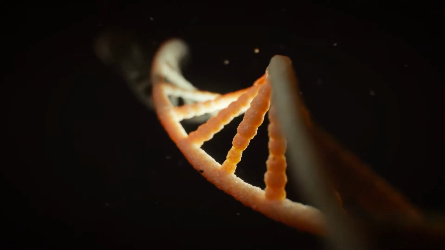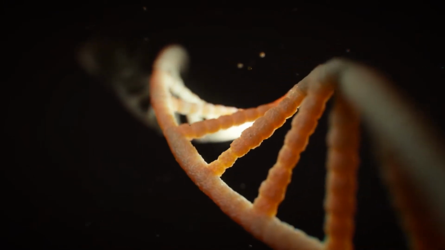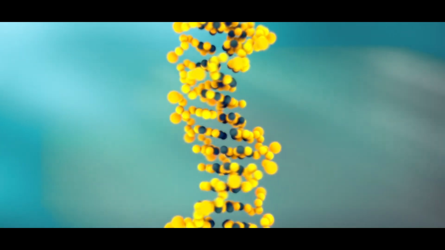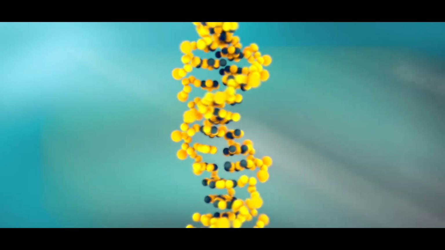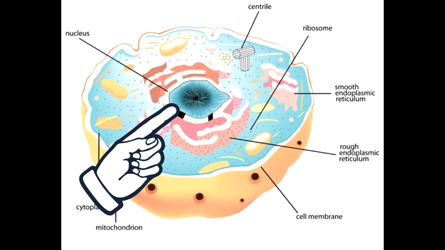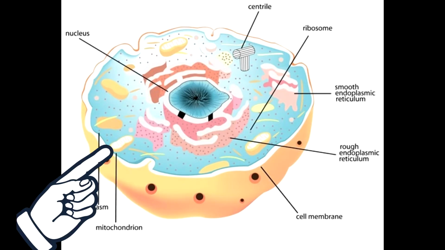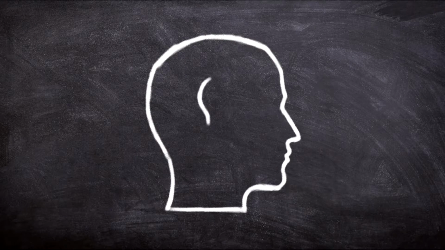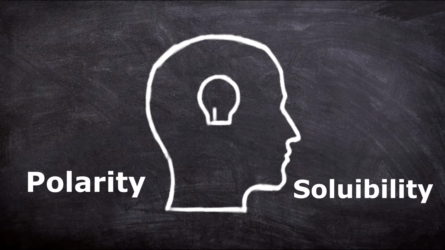Before starting this experiment, it's important to take note of the different properties of DNA. DNA is the genetic code for making proteins, which then build up organisms. It is stored in the nuclei and mitochondria of cells. Also, for this experiment, it's necessary to understand polarity and solubility.